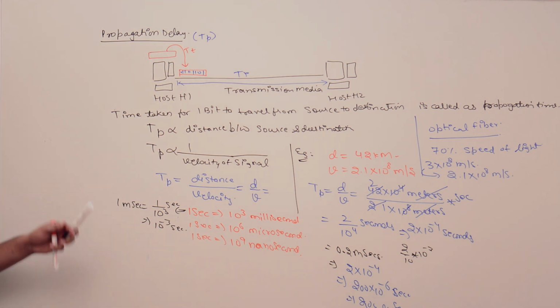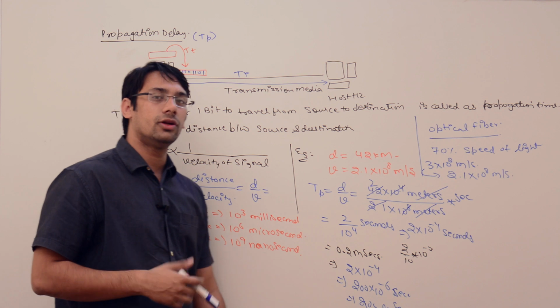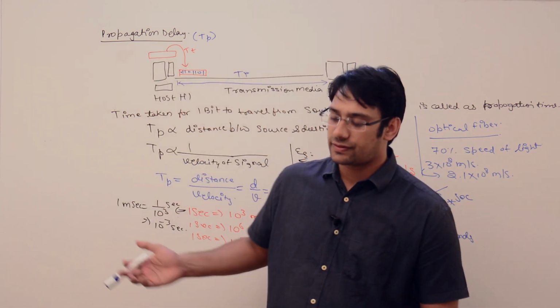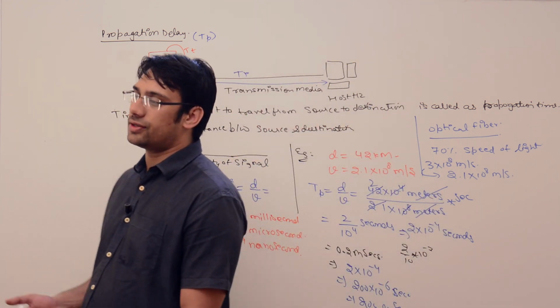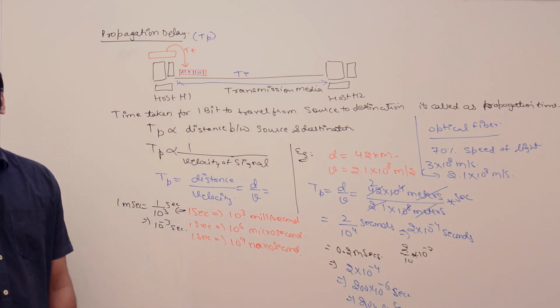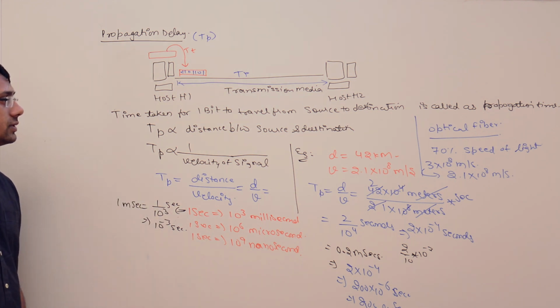Now you know what propagation time is, and let us discuss the next kind of delay, which is called the processing delay and the buffering delay, or queuing delay. Okay, let me rub it up.